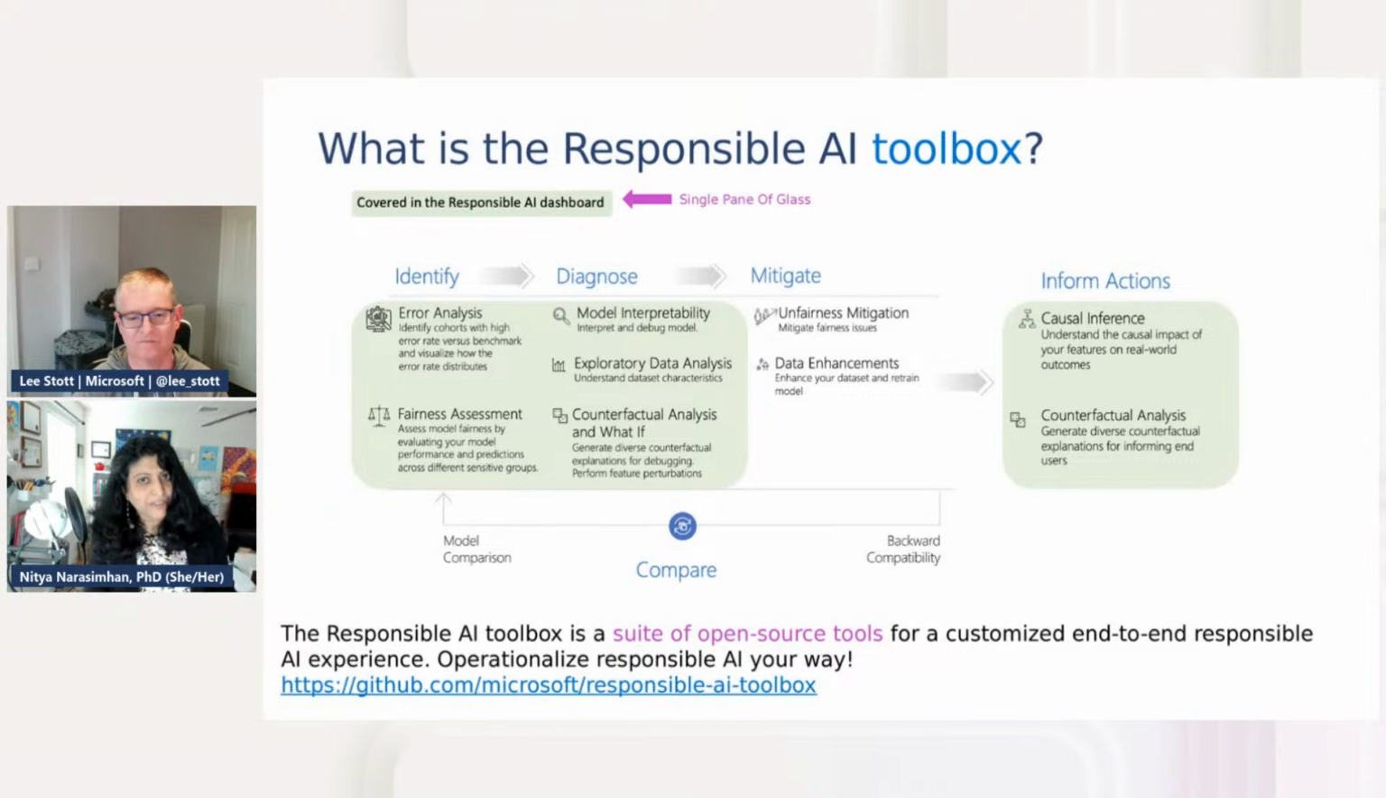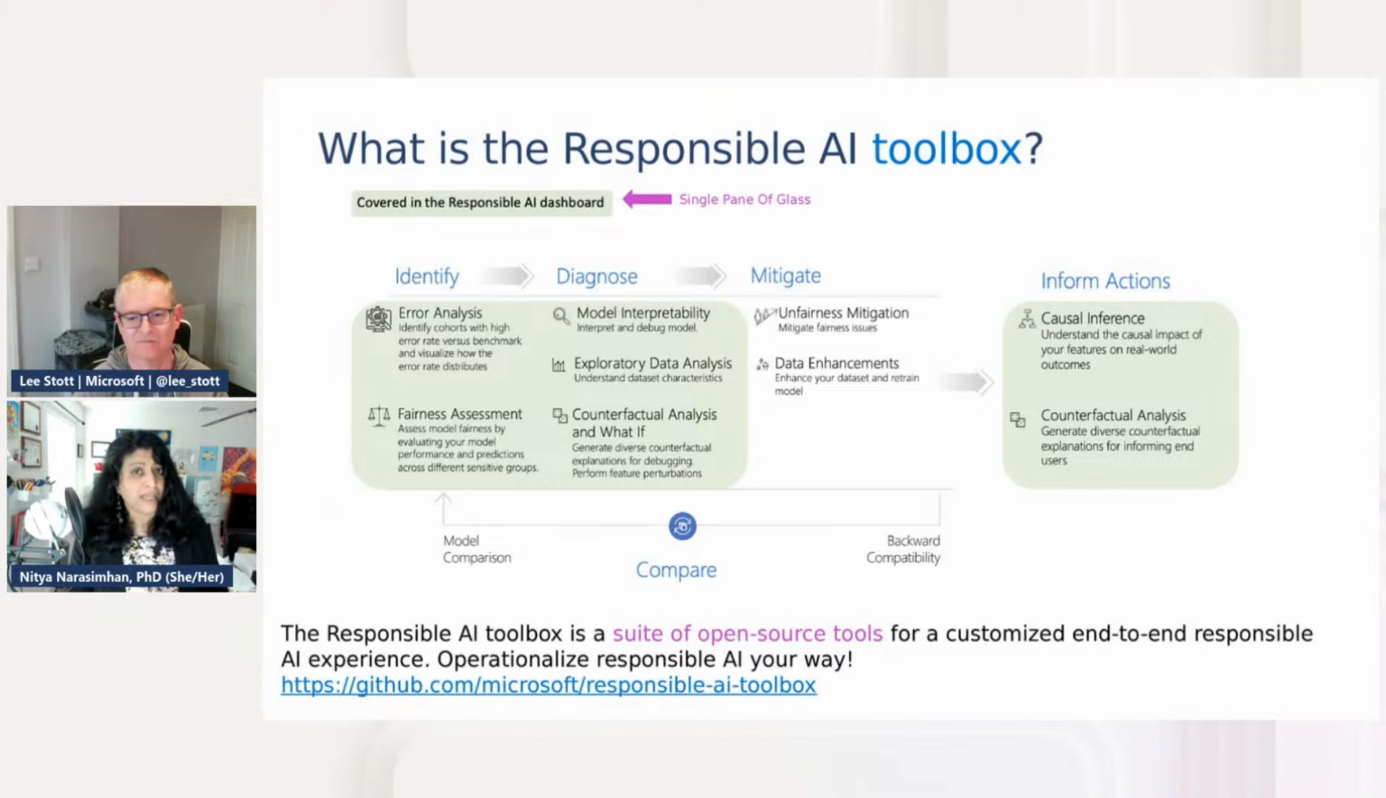So if you look at the left side of this toolbox, we're really looking at tools that help you debug your model. So you're going to start on the left by first identifying what are the areas where my model has issues. Error analysis and fairness assessment. Is my data representative? Are there cohorts that have more errors?